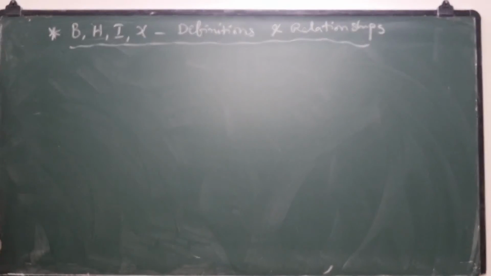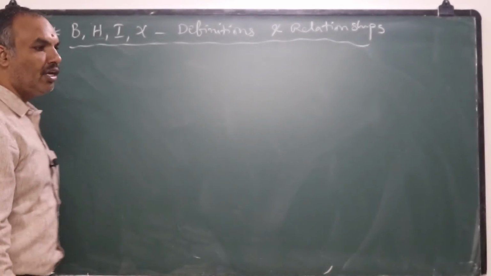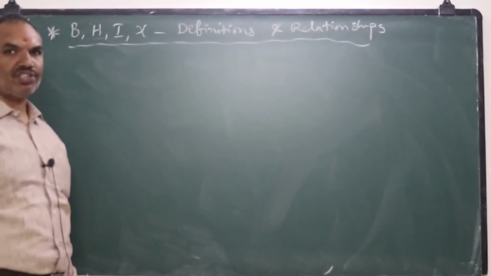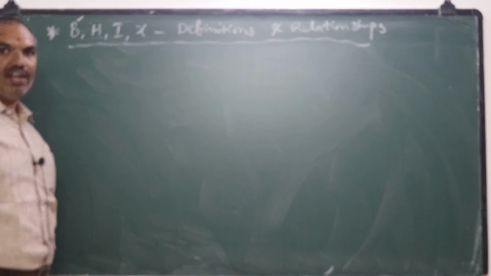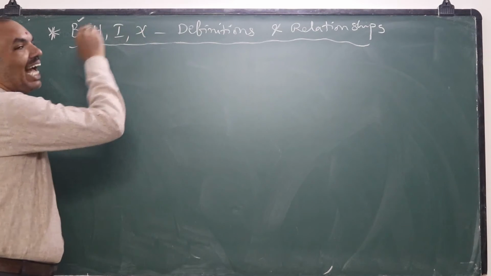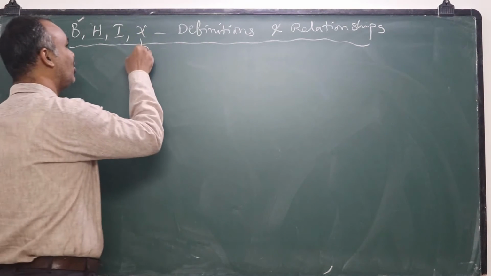Already we discussed B. B is defined as the force experienced by a unit north pole placed at a point within the magnetic field. And the name of B is magnetic induction field strength, or simply magnetic field strength, or magnetic flux density. We already studied B. Now we need to learn about H, I and chi. It's a Greek letter, chi.